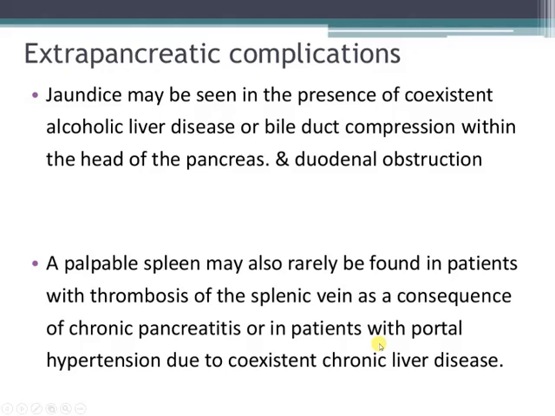Extrapancreatic complications. Jaundice may be seen in the presence of coexistent alcoholic liver disease, or bile duct compression within the head of the pancreas and duodenal obstruction. A palpable spleen may also rarely be found in patients with thrombosis of the splenic vein as a consequence of chronic pancreatitis, or in patients with portal hypertension due to coexistent chronic liver disease.